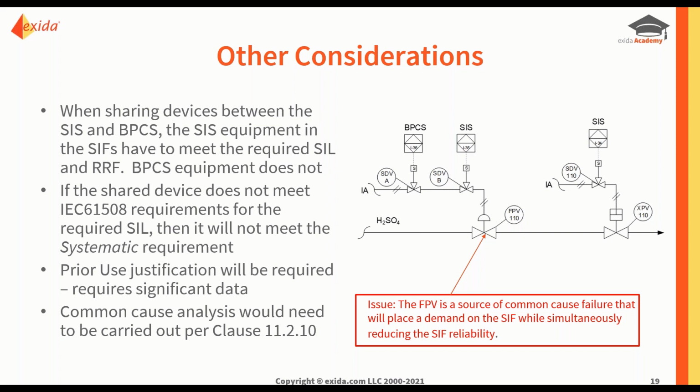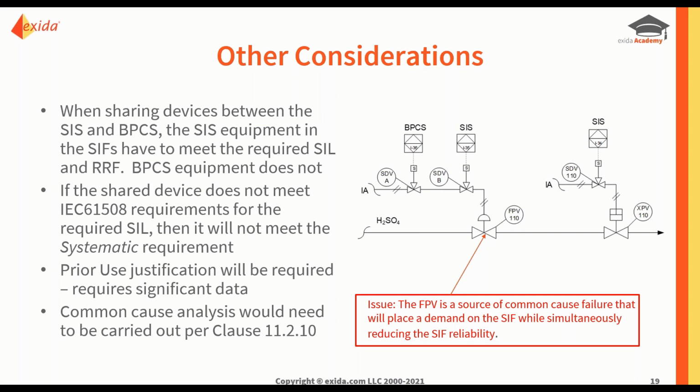The BPCS equipment is not required to meet that. So therefore, the reliability may be less. And if the shared device doesn't meet 61508 requirements, then the SIF won't meet the systematic requirement. And in this example here, if that FPV 110 is not certified, then the SIF that's driving that is not going to meet the required overall risk reduction, sorry, PFD average, in terms of the systematic requirement.